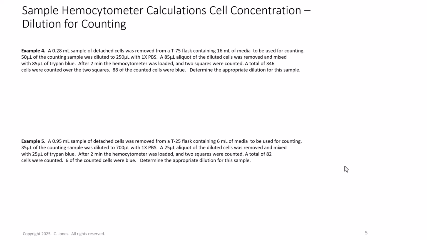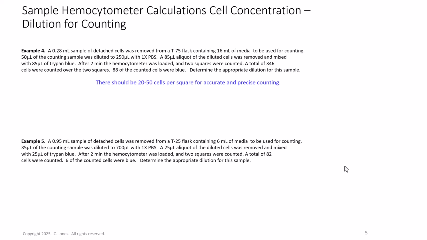After 2 minutes, we loaded the hemocytometer. We counted 2 squares. And over those 2 squares, there's 346 cells, right? I probably would have only counted 1 square. Once I saw that this was so concentrated, I wouldn't have wasted my time counting a second square. But for the purpose of the problem, we pretend that we counted 2 squares. 88 of the counted cells were blue. Determine the appropriate dilution for this sample.